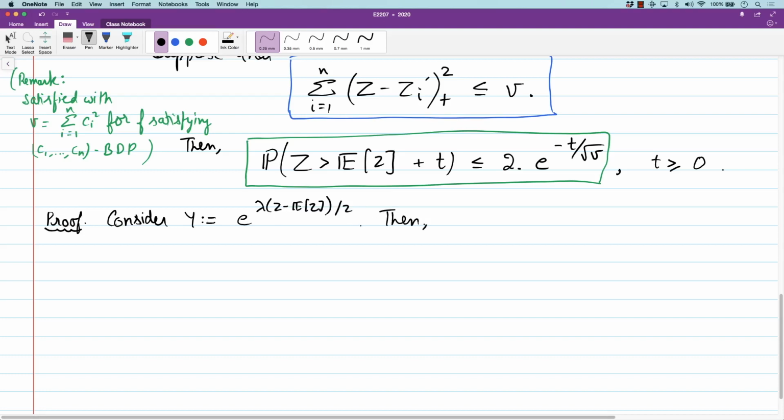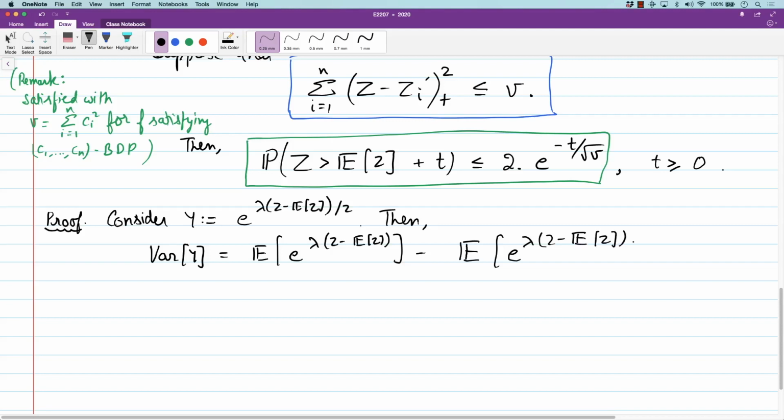Then the variance of y is equal to the expected value of this guy. This is the moment generating function. Square of this. So that's just this guy here minus the expected value of this guy whole square. Okay, that's what the variance of y is.